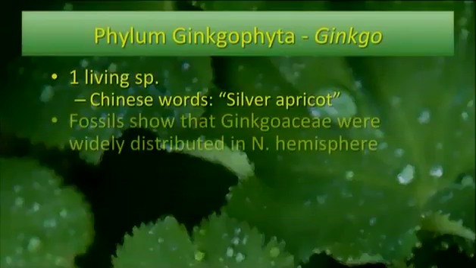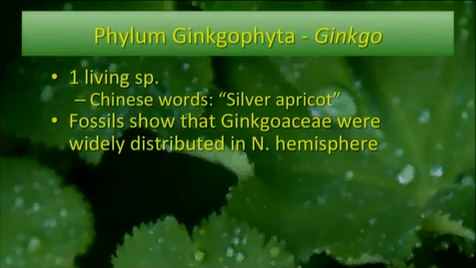Now fossils show that the Ginkgoaceae, this family, were once widely distributed in the northern hemisphere, and until Westerners discovered it in Japan and in China, they thought it was only known through fossils. So they call it a living fossil because for many generations, probably hundreds of years, they thought it was known only in its fossil form.